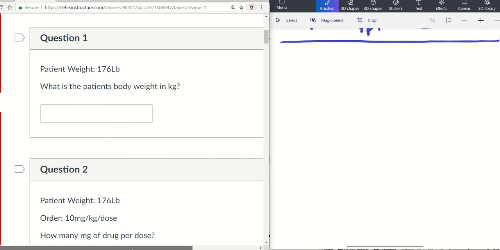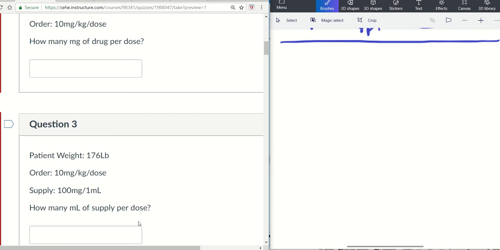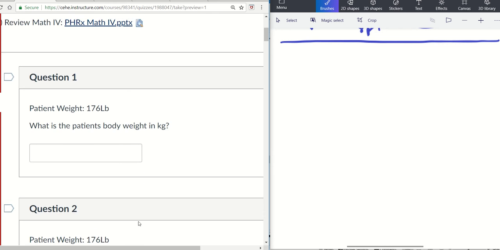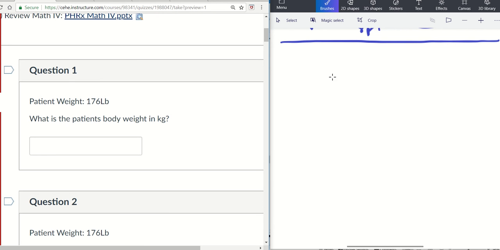All right, questions 1 and 2. Does 1, 2, and 3 go together? Yeah, questions 1, 2, and 3 go together. So this is weight-dependent dosing. For question 1, our first step is to convert to kilos. How do you convert to kilos? Divide by 2.2.